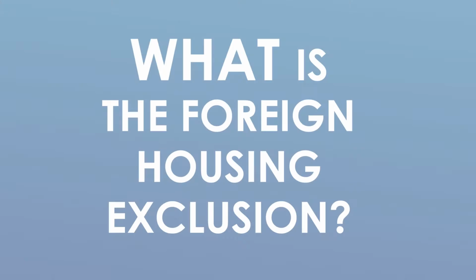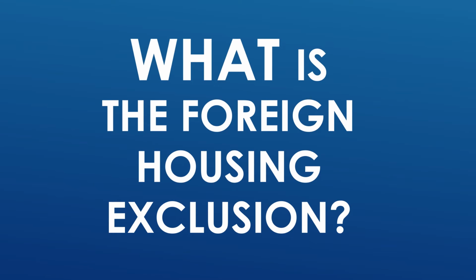Today, we're going to discuss the Foreign Housing Exclusion, also referred to in Form 2555, Parts 6, 8, and 9. The Foreign Housing Exclusion is a great way a U.S. expat can reduce their U.S. tax burden. However, the rules are cumbersome and confusing, so make sure you pay attention while I walk you through the form. What is the Foreign Housing Exclusion?